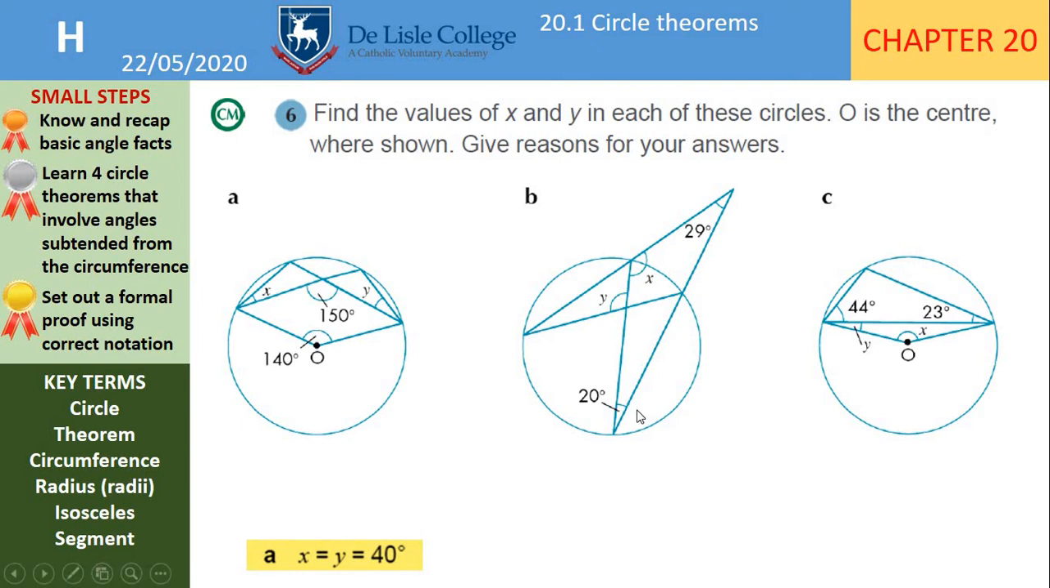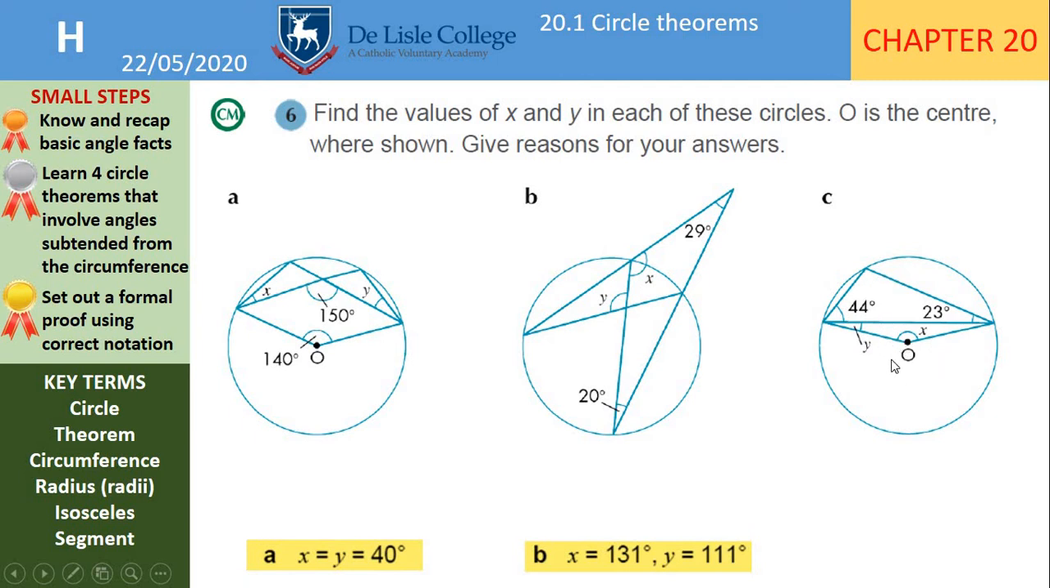Question B. For angle X, we've got angles in a triangle, so we get 131. We can see that this is going to be 20. We've got a straight line, so we can get this angle here, and therefore angles in a triangle, Y is 111 degrees.